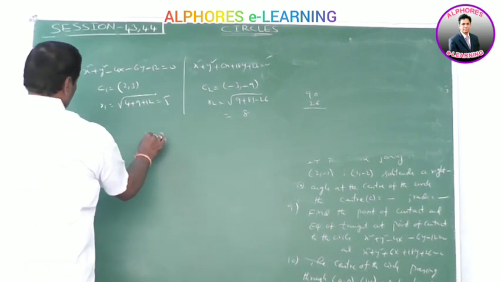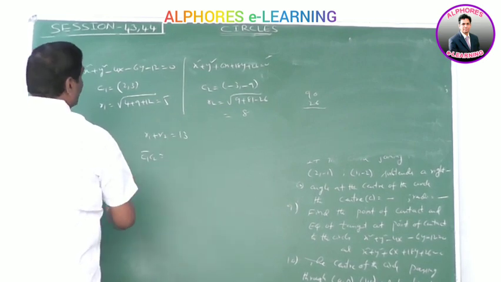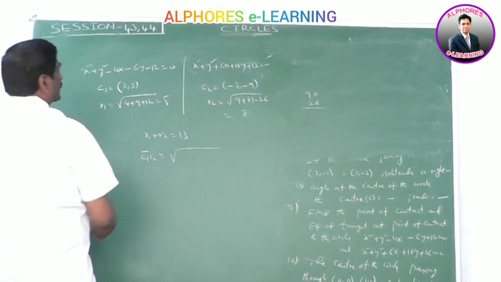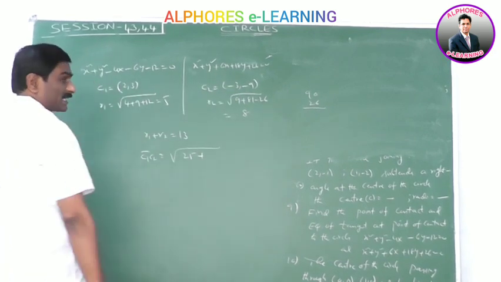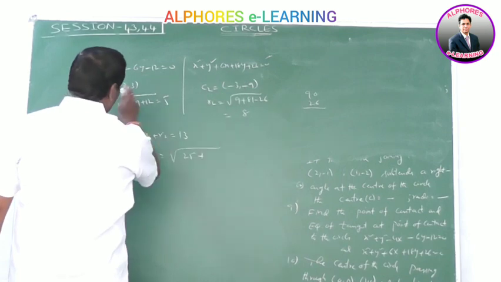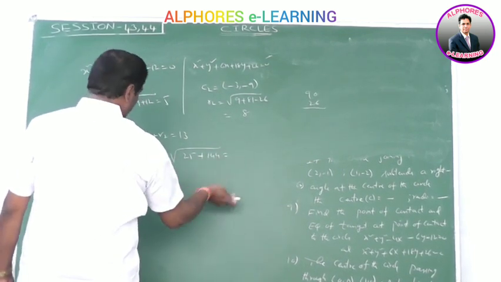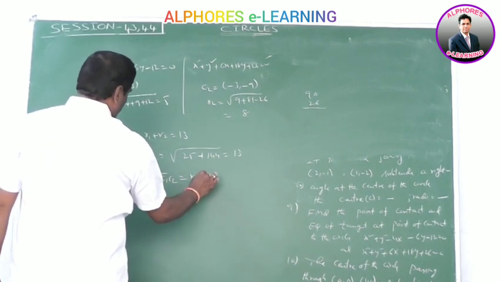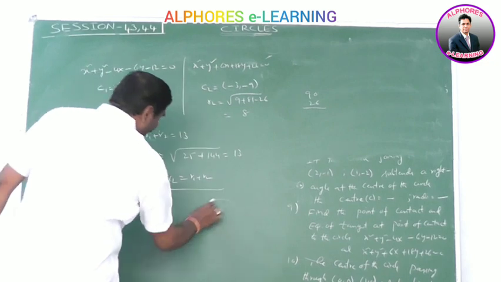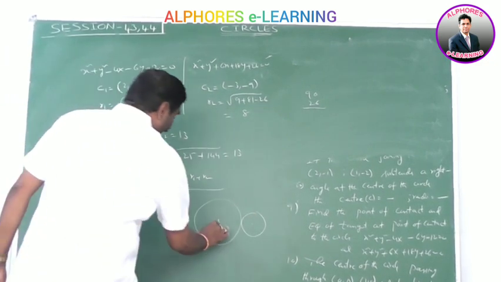Here R1 plus R2 is equal to 13, and C1C2 is equal to the root of (x2 − x1) whole square plus (y2 − y1) whole square, that means 25, plus (−3 − 2) means (−5) whole square, 25, plus (−9 − 3) means (−12) whole square, 144, that is equal to 169, that means 13. Clearly C1C2 is equal to R1 plus R2. That means the two circles touch each other externally.